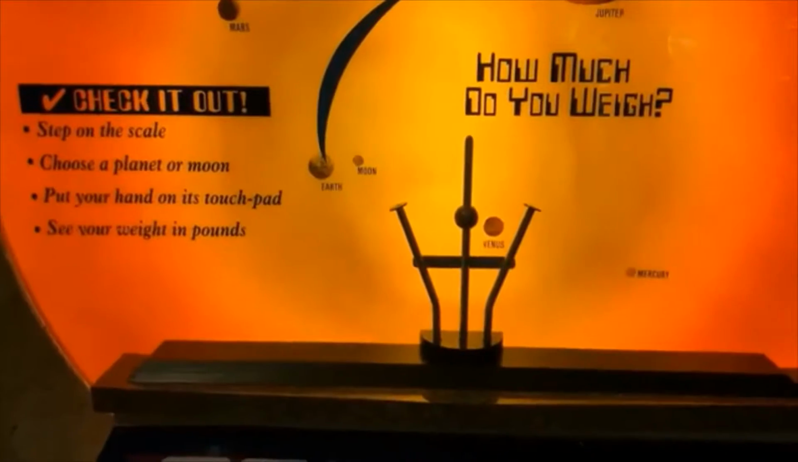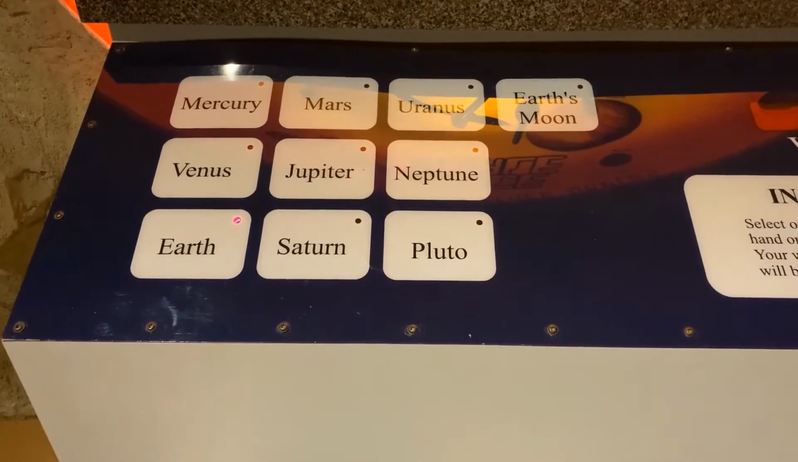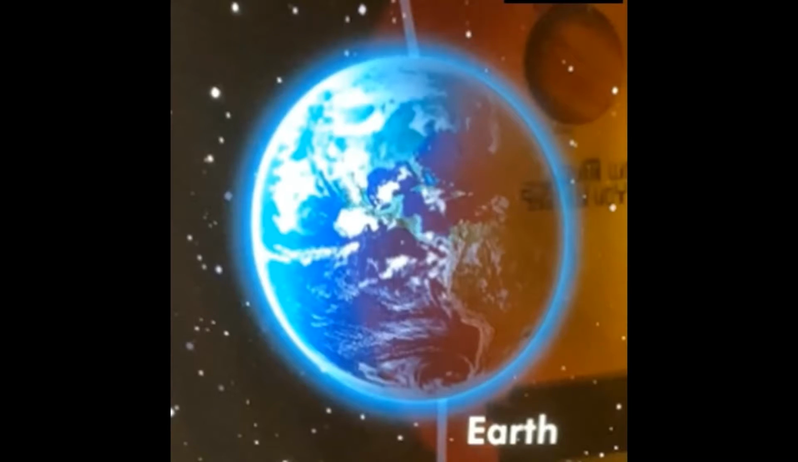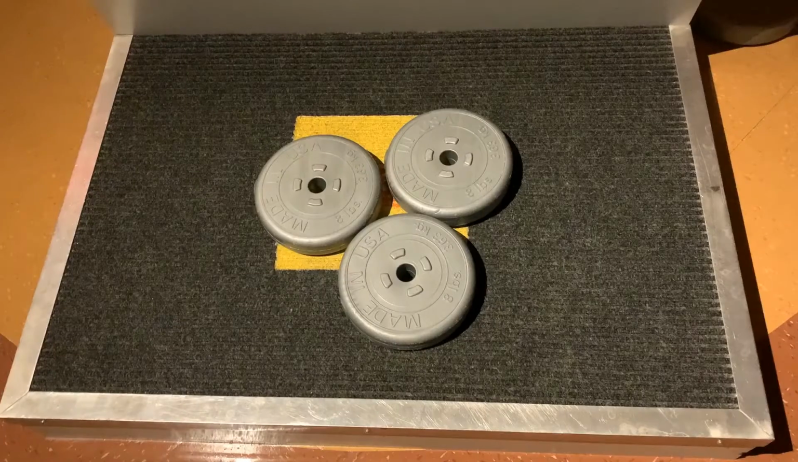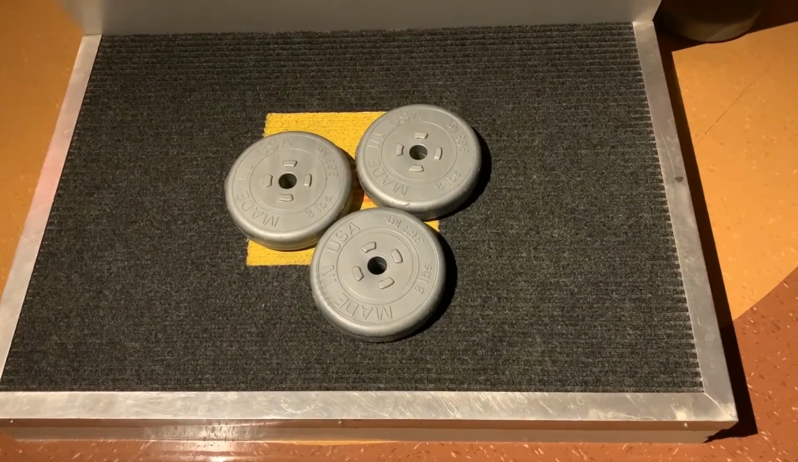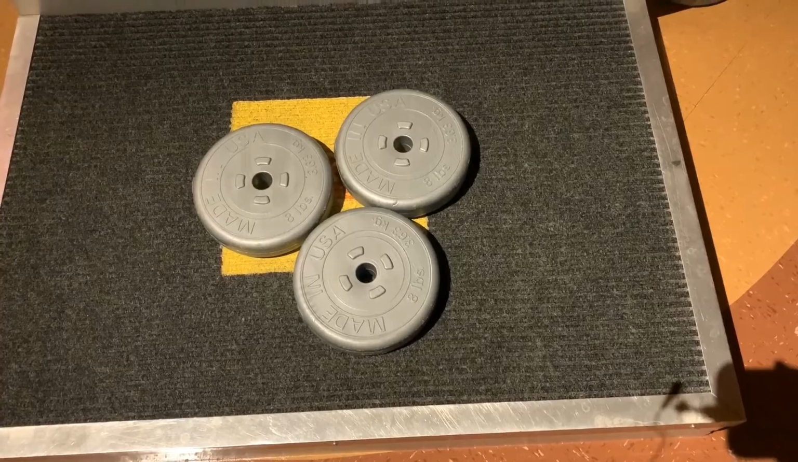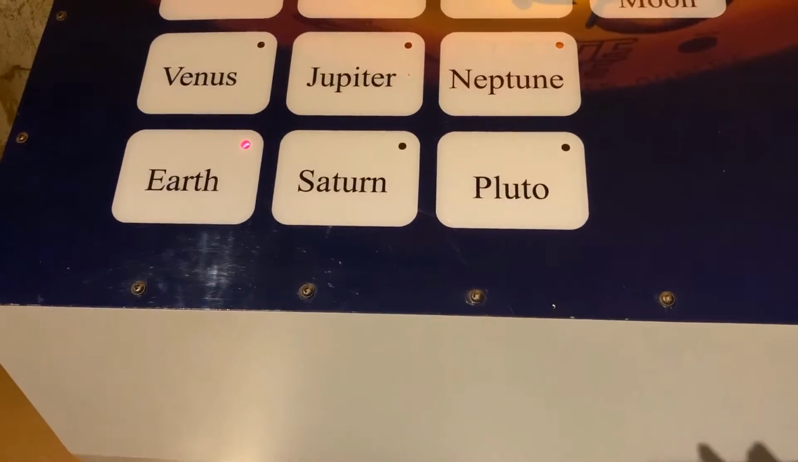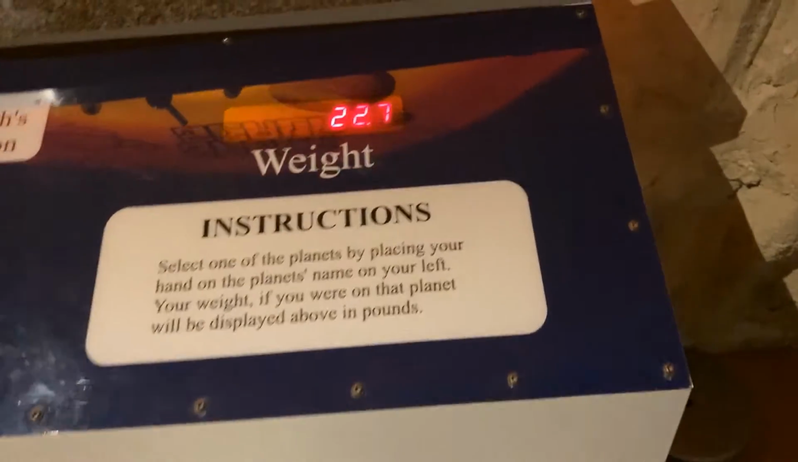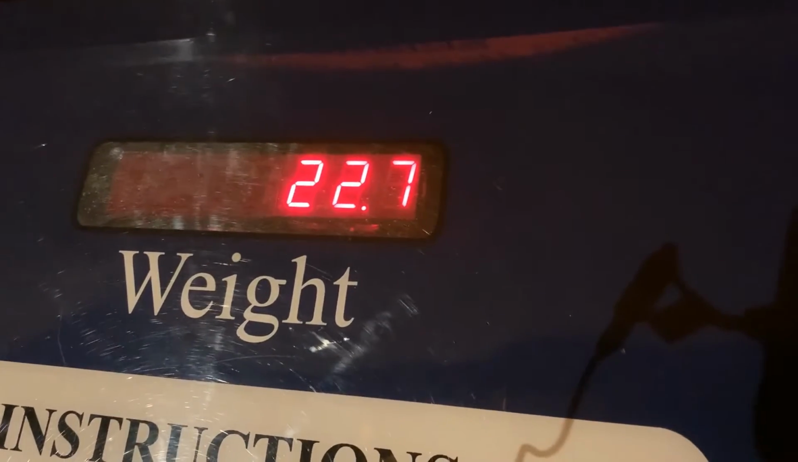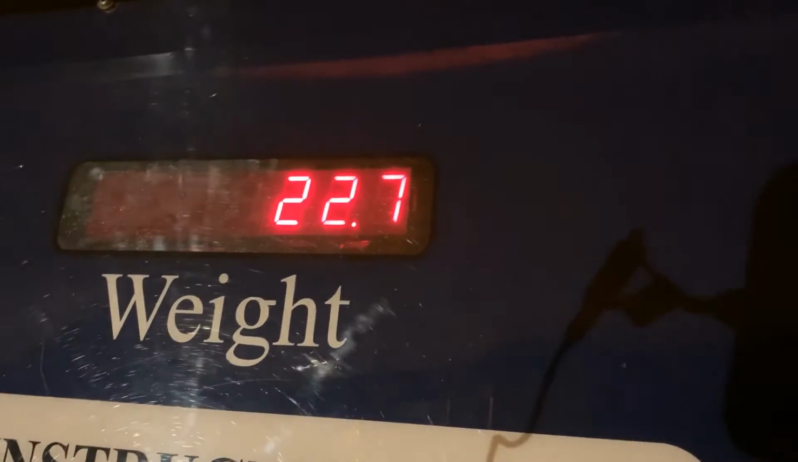Fun activity. We'll start out with a weight since we don't have any students here. The weights that we have are 3 8-pound weights, which is 24 pounds, and that is on Earth. However, the weight looks like either the scale's off or the weight's off, but it is 22.7 pounds.